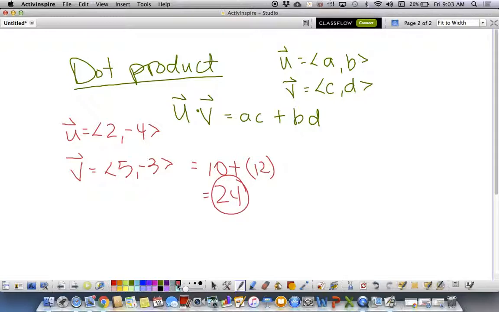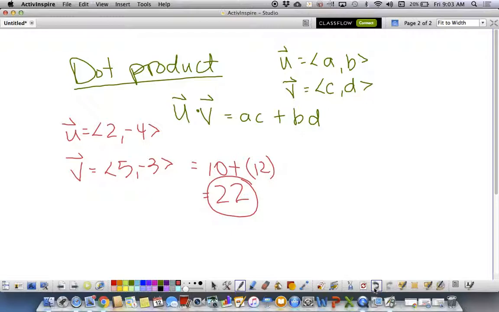Yeah, I said 12 plus 12. 12 plus 12 is 24. That is a dot product. Yes, ma'am. It's just the variables throwing me off.